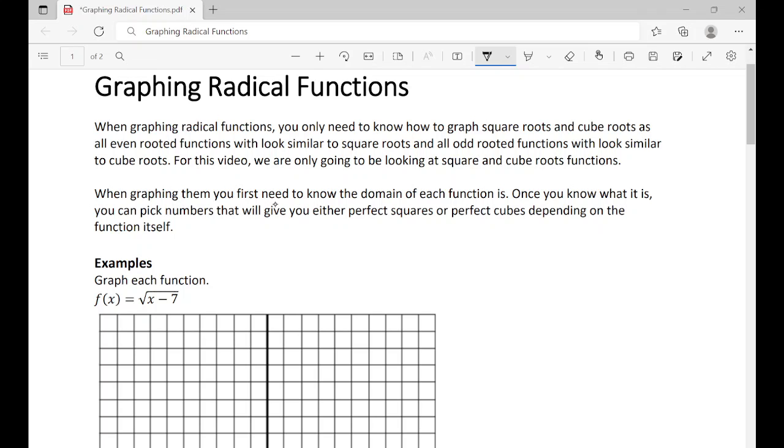When graphing them, you need to know the domain of each function. Once you know what it is, you can pick out the numbers that will give you either perfect squares or perfect cubes, depending on the function itself.